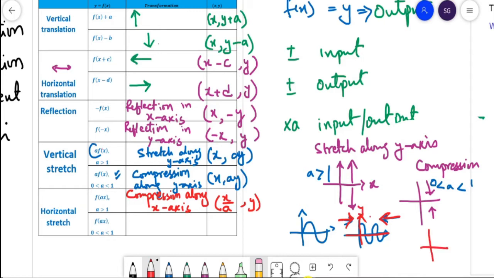Similarly, you can guess from here that if the number is between 0 and 1, it will be a stretch along the x-axis. In other words, it will be stretched away from the y-axis. That's the stretch along the x-axis. It is stretched away from the y-axis.